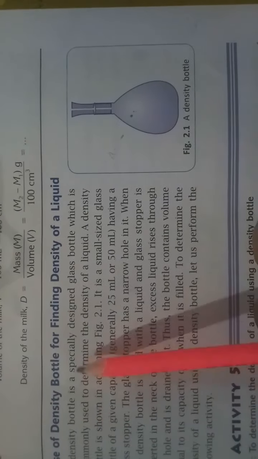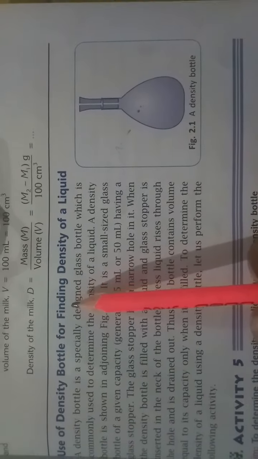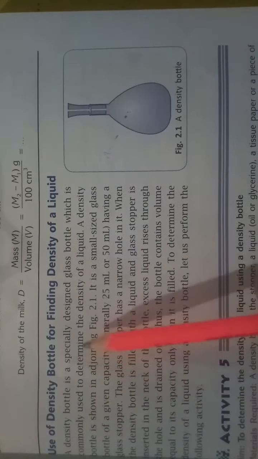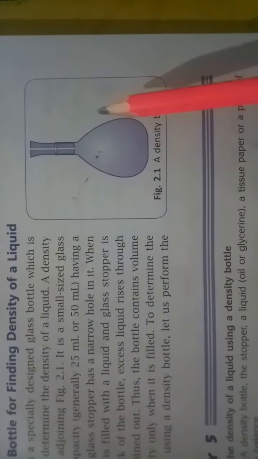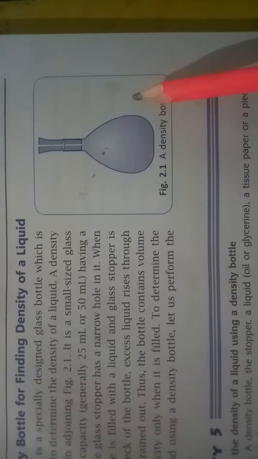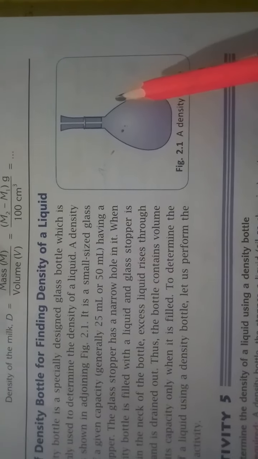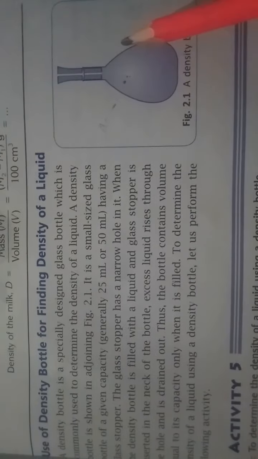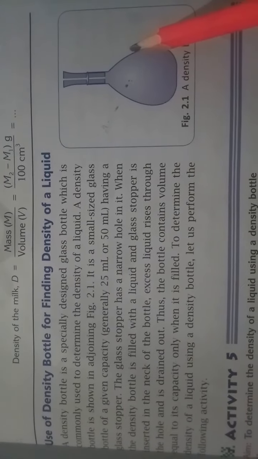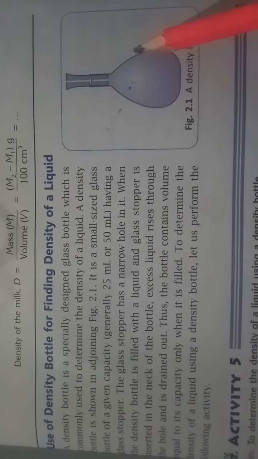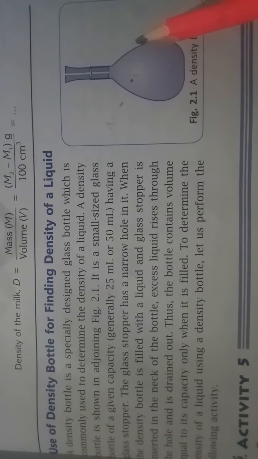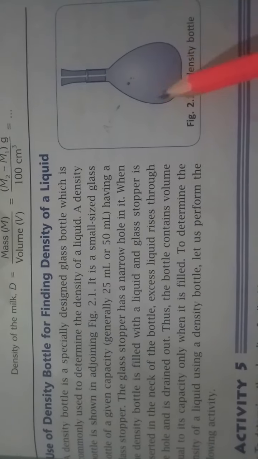Now we can also determine the density of a liquid with the help of the density bottle. So what is the density bottle? A density bottle is a specially designed glass bottle which is commonly used to determine the density of a liquid. Look at this diagram. This is the density bottle. With the help of this density bottle we can find the density of a liquid also. In the previous activity we used the measuring cylinder, now we are going to use the density bottle.